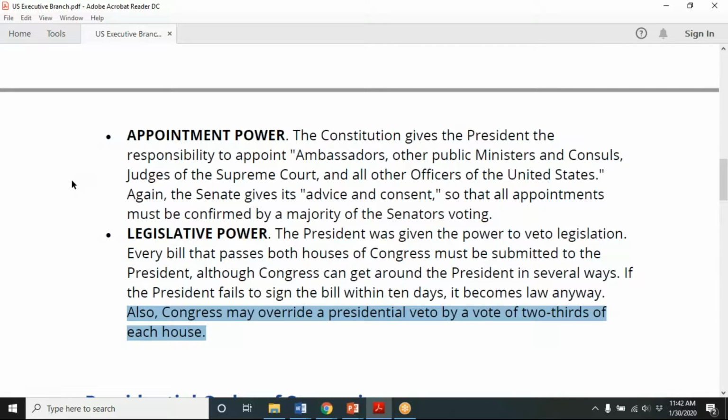So that's legislative power. Again, it doesn't happen as much as we all wish it would, because there used to be much more compromise, or certainly when the founding fathers wrote the Constitution, there were not these two political parties. In fact, at that time, 1787, they wrote the Constitution. They didn't have political parties in the same way that we have political parties today.